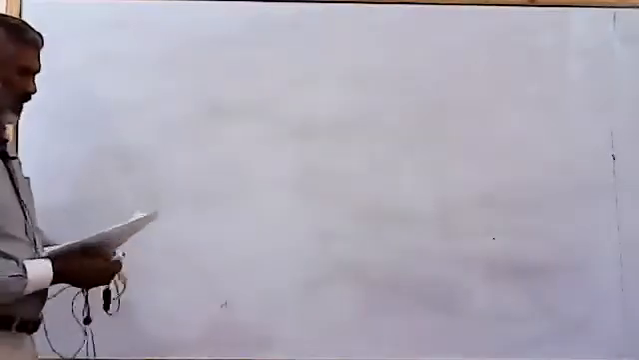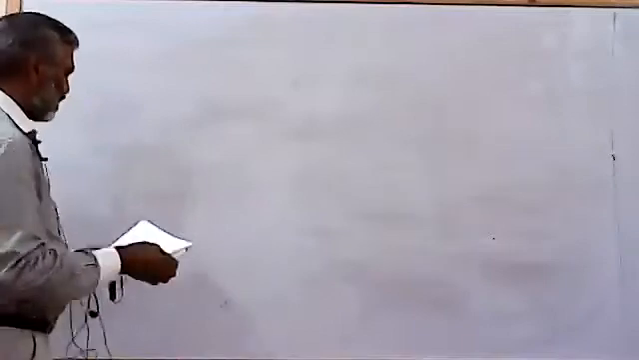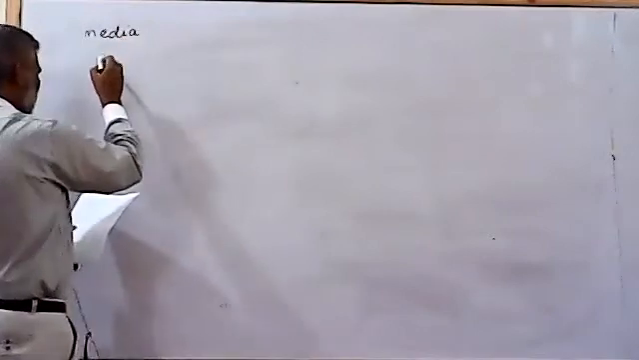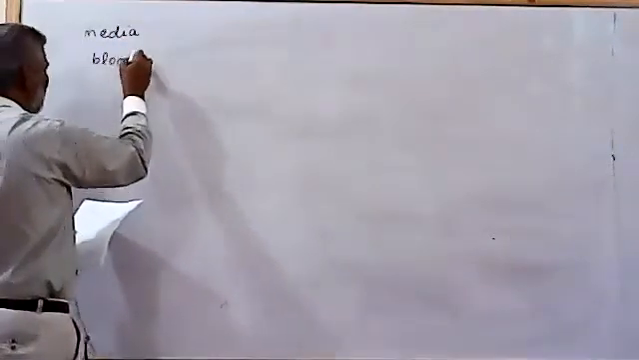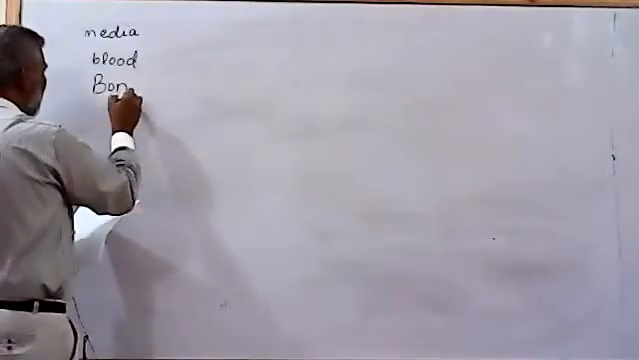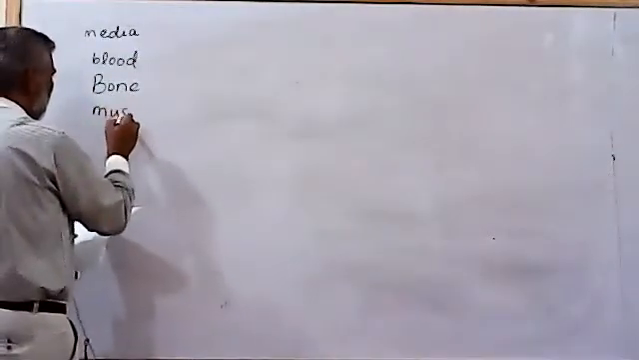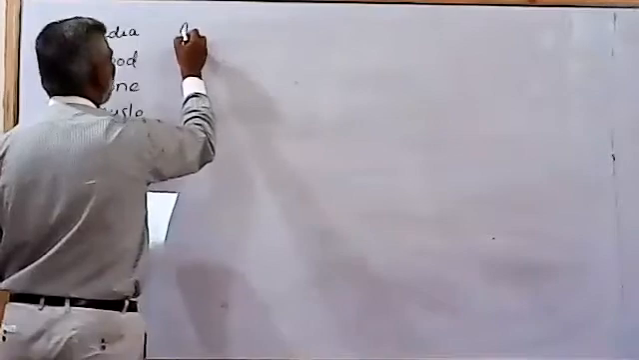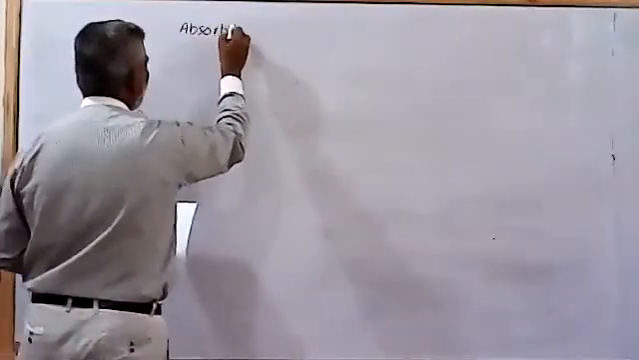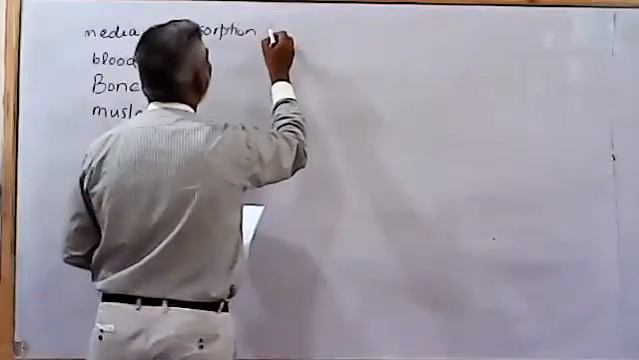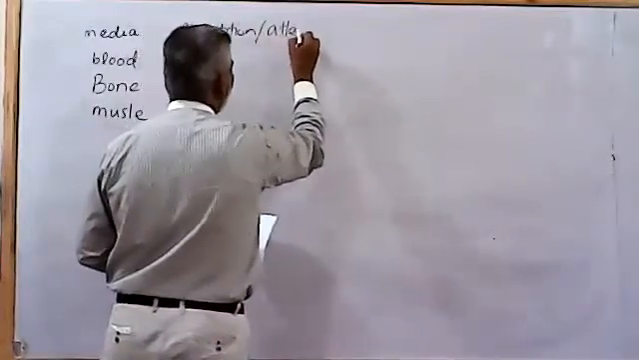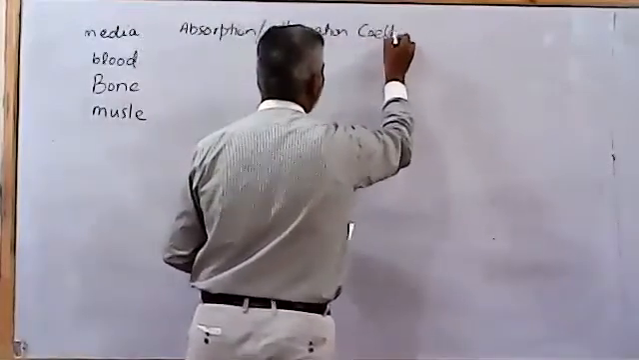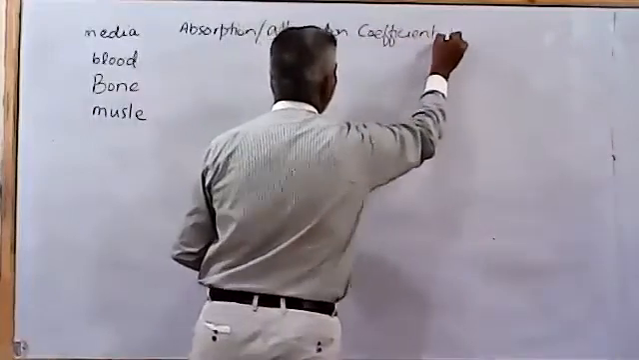Again, there is data given for various media, in which we have blood, we have bone, and we have muscle. And the values of the absorption or attenuation constant, the attenuation coefficient mu, is given.